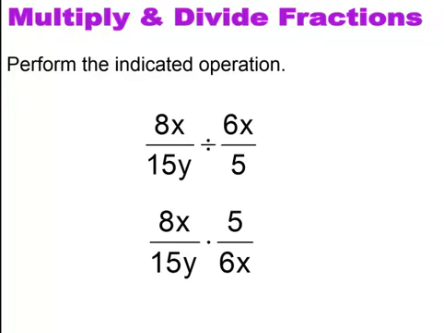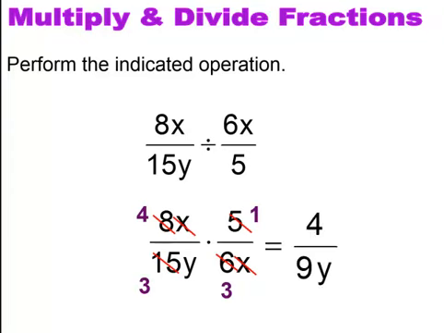Now I can simplify. And in this case, 2 goes into 8 and 2 goes into 6 3 times. The variable x will be canceled out. 5 goes into 5 once. 5 goes into 15 3 times. But notice here that y variable does not get canceled out. So in my solution, I'm going to have 4 times 1 is 4, and then I'm going to have 3 times 3 is 9 times that y. So I end up with 4 over 9y as my solution.